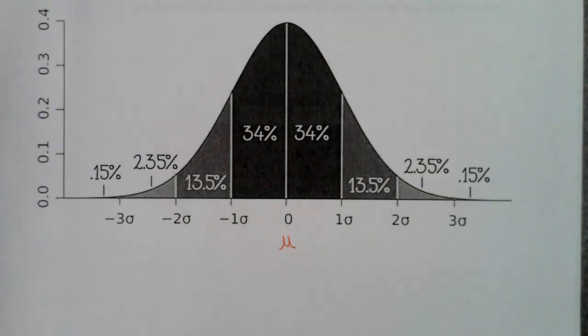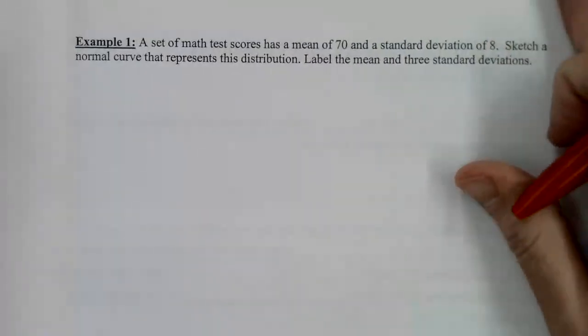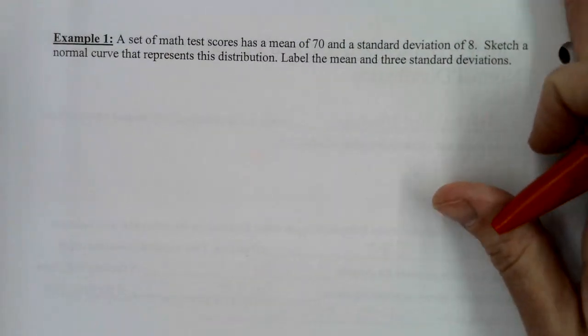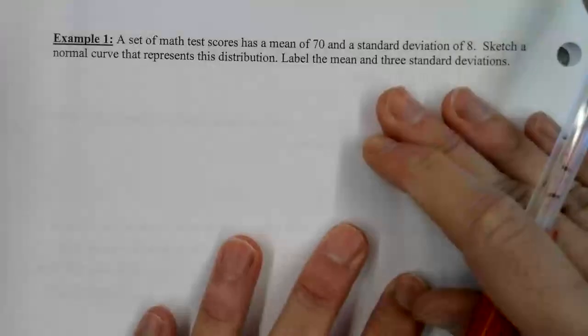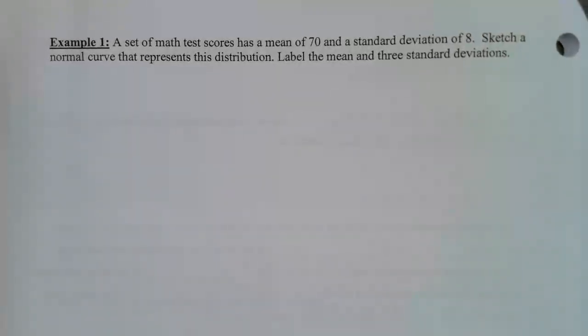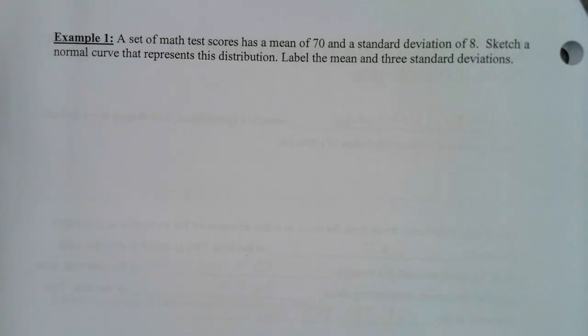So now we have four examples today, two basic ones and then two more advanced problems. These first two examples are just trying to get you familiar with drawing the curve. A set of math scores has a mean, meaning an average, of 70, and a standard deviation of 8. Sketch a normal curve that represents this distribution. Label the mean and three standard deviations.